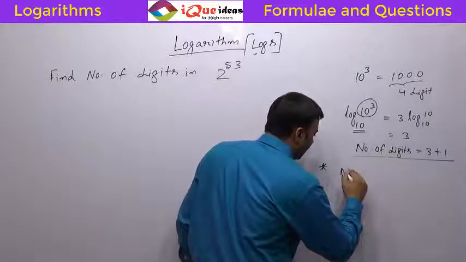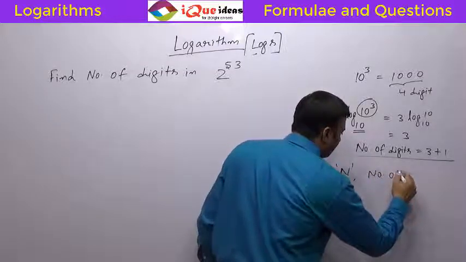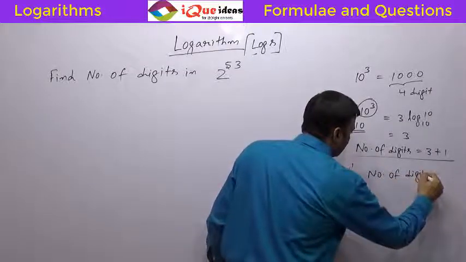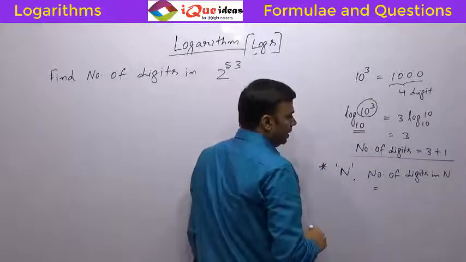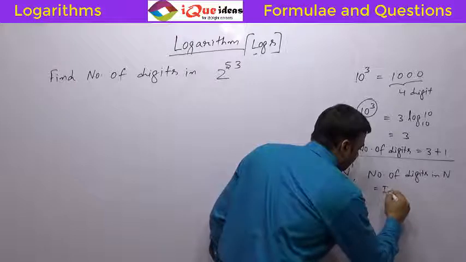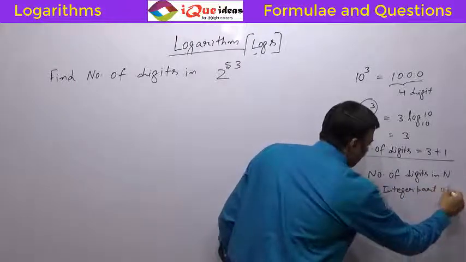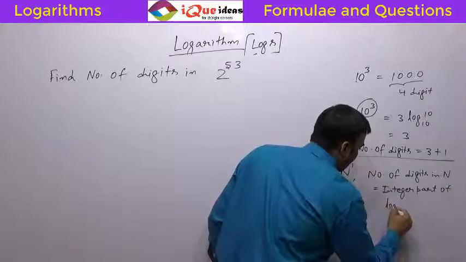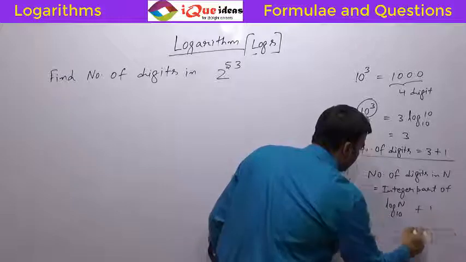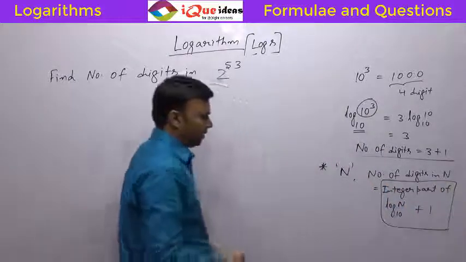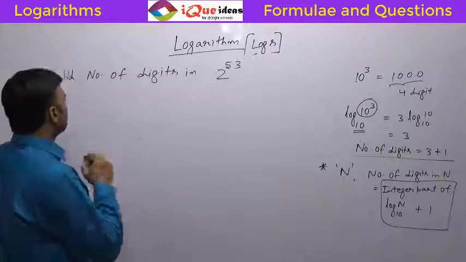So first write the theoretical aspect of this situation. Suppose there is a number n and you have to find the number of digits in n. So number of digits in n is equal to the integer part of log n to the base 10 plus 1. Integer part of log n to the base 10 plus 1. Now what does it mean? Come back to this question.